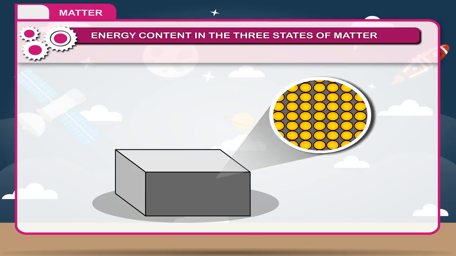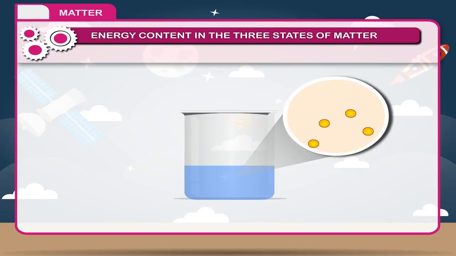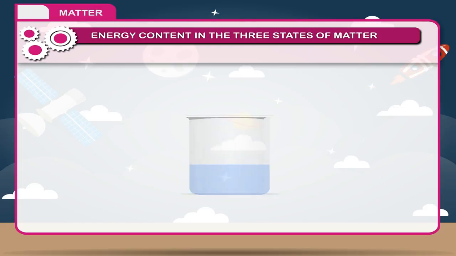Solids have the least amount of energy. Their particles are held very tightly together. Liquids have more energy than solids, so they can take the shape of the container.